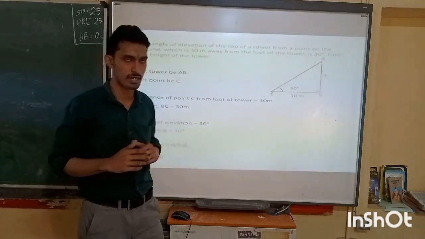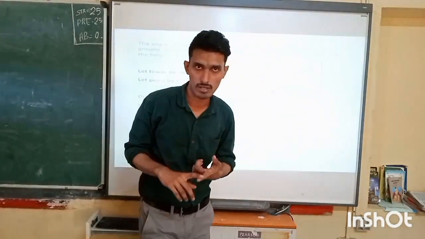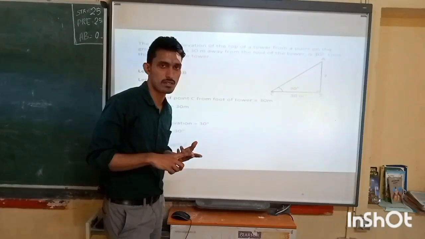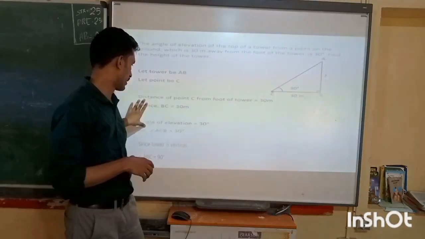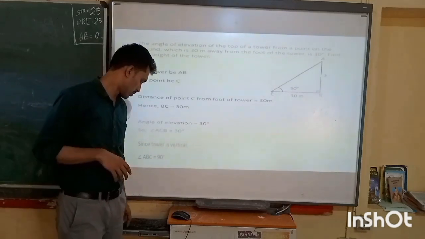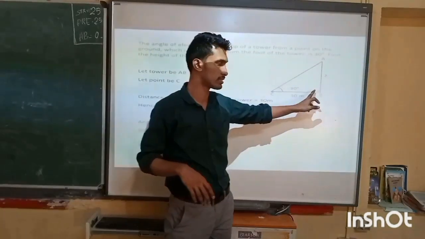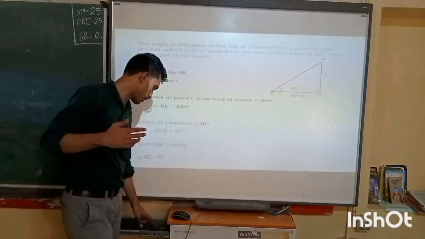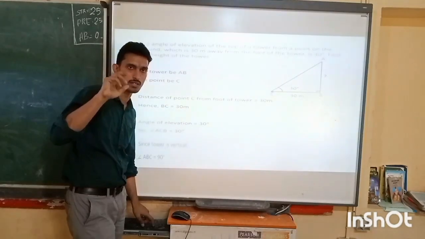Since the tower is vertical, right? A tower will always be vertical, as I have told before. Tower, building, pole, so many examples are there. So this 30 degree we have taken is the angle of elevation. This is 90 degree. So let me go ahead. I hope this one is clear. We need to find the height of the tower.